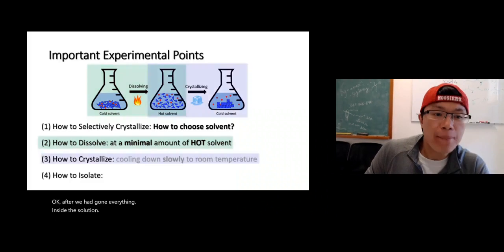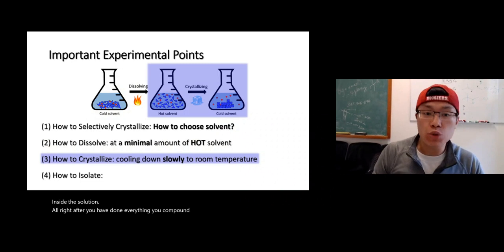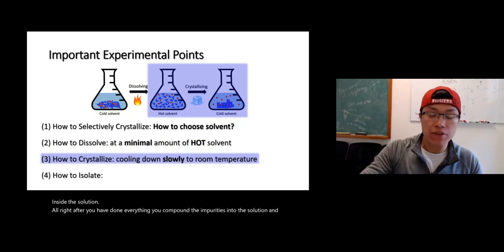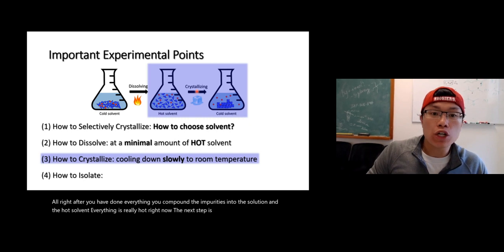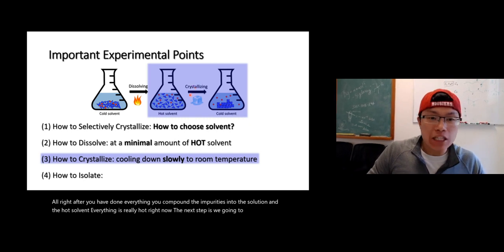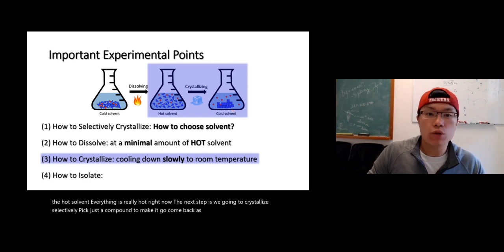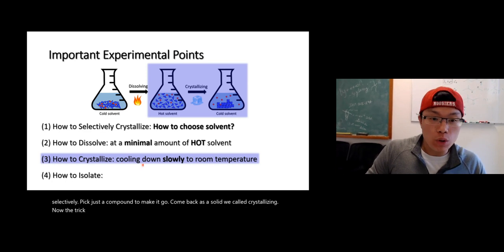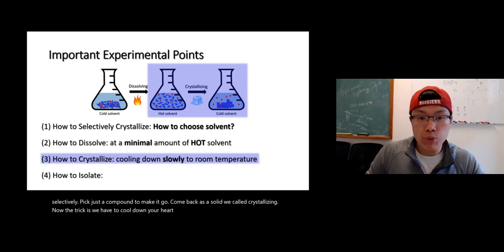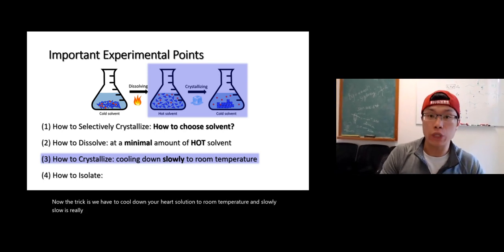All right. After you have gotten everything, you combine the impurities into the solution and the hot solvent. Everything is really hot right now. The next step is we are going to crystallize, selectively pick just a compound to make it come back as a solid. We call it crystallizing. Now the trick is we have to cool down your hot solution to room temperature, and slowly. Slow is really important. Right now you have to be really patient.